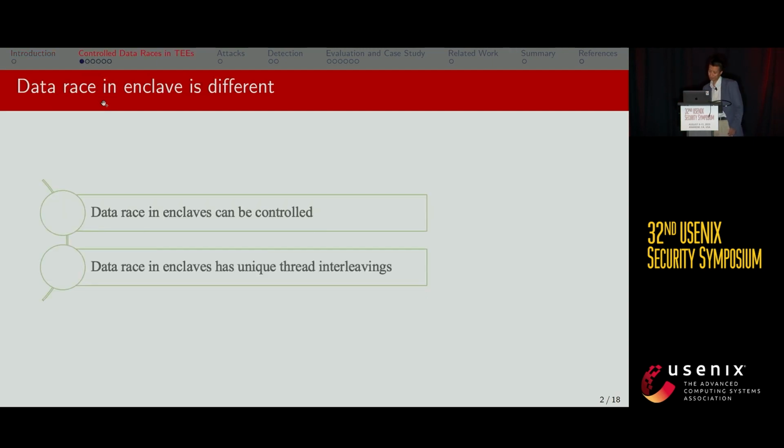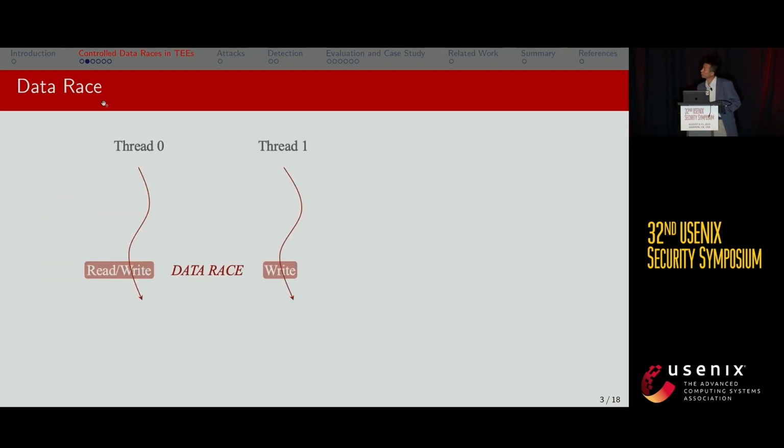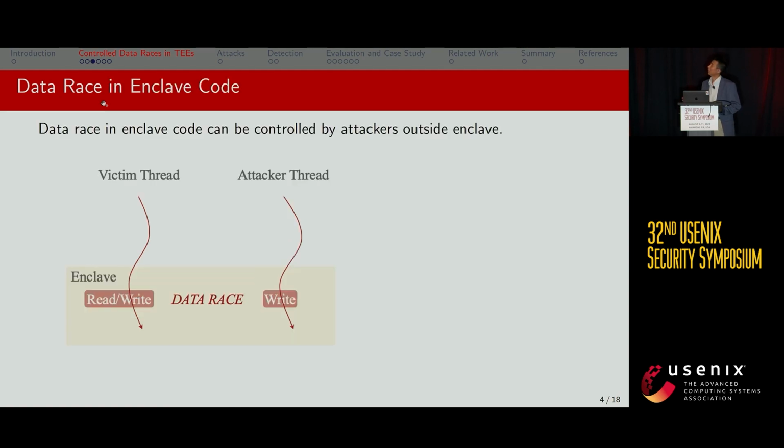In our investigation, we found that the data races in enclaves are different. It has two reasons. The first reason is that the data race in an enclave can be controlled. In the classic scenario, you have two threads, and one of the threads does a read and write, another does a write, and they have a data race. This kind of data race totally depends on the thread scheduling of the system, so it's non-deterministic. However, in our enclave scenario, the data race can be controlled by the malicious attacker outside the enclave.